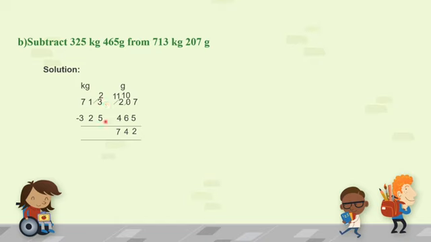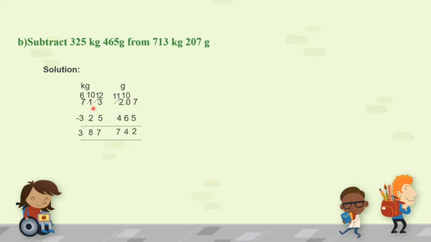5 cannot be taken away from 2 again. 2 is smaller. So again we will borrow from the next number and make it 12. 12 minus 5 is 7. And since we borrowed 1 from here, what will remain here? 0. And can we subtract 2 from 0? No. Again 1 will be borrowed. 10 minus 2 is 8 and the remaining number is 6. 6 minus 3 is 3.